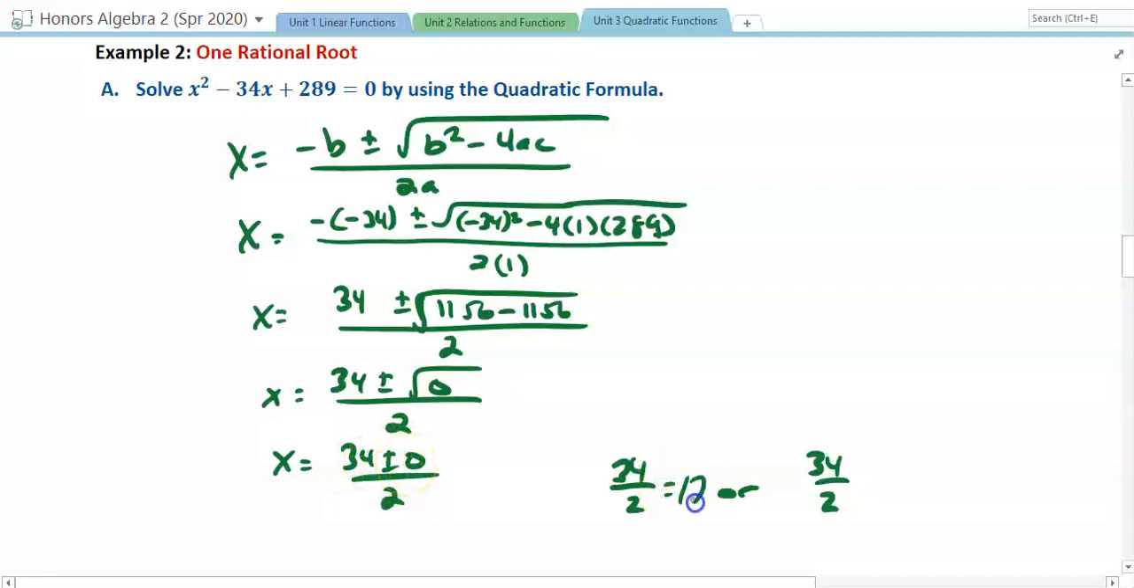And so our only solution, which is a repeated solution, is 17. And so that's why there's only one rational root, because when this square root part comes out to 0, we get a repeated root.